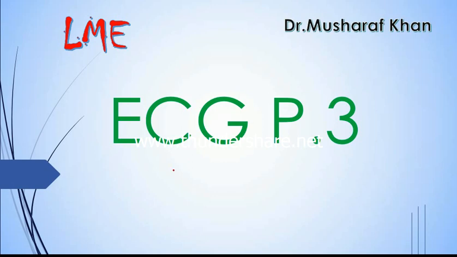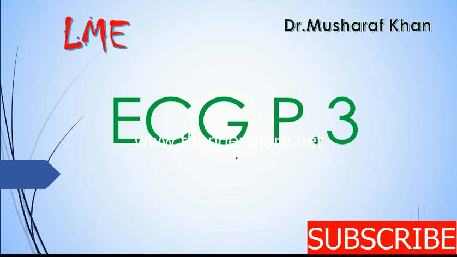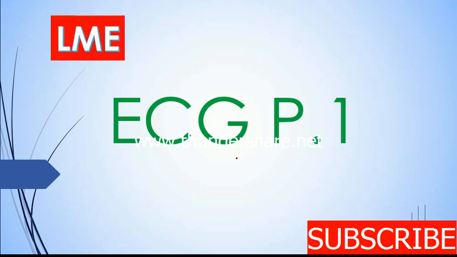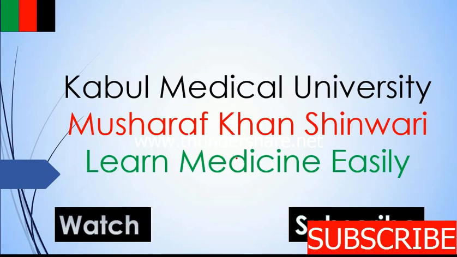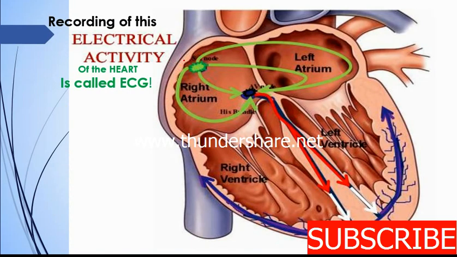So today we will start our lessons with the ECG part 3, but before I really want to explain the remaining electrophysiology of the heart, I want to explain all the things we have studied up to yet. So in the ECG part 1 we studied what is ECG. ECG is electrocardiography, the recording of electrical activity. As you know, the heart has a special electrical activity, so recording of this electrical activity is called ECG.